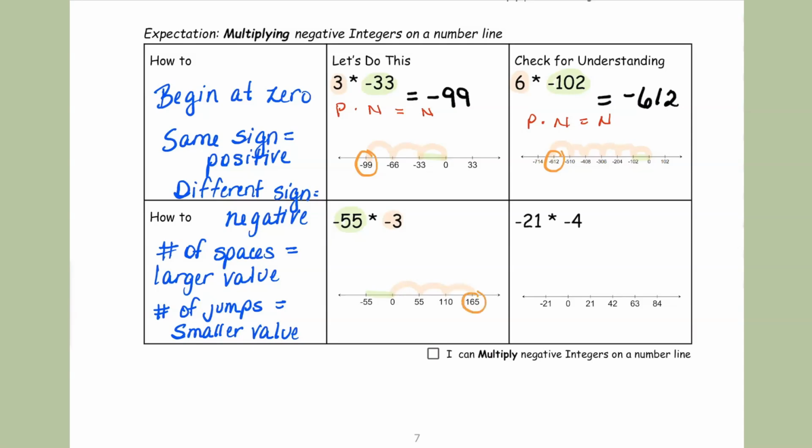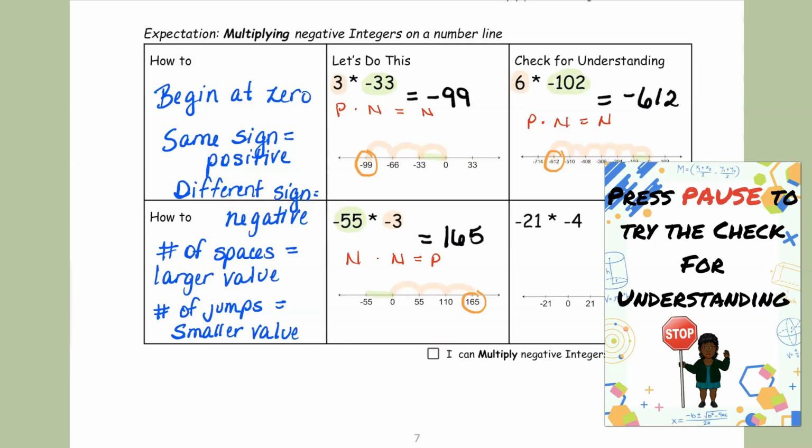So a negative times a negative is a positive. Negative 55 times negative 3 is positive 165. Do not forget that. We have a negative times a negative. They are the same sign. That means my answer is positive. Okay? Great job. Go ahead and hit the pause button, and I want you to try this last check for understanding.